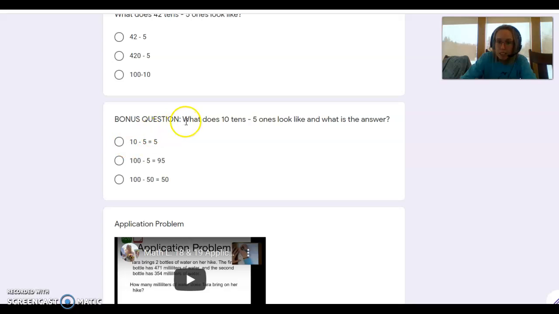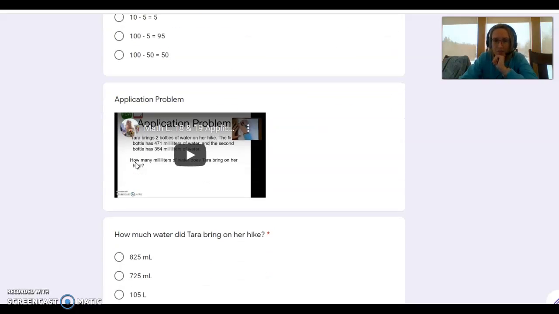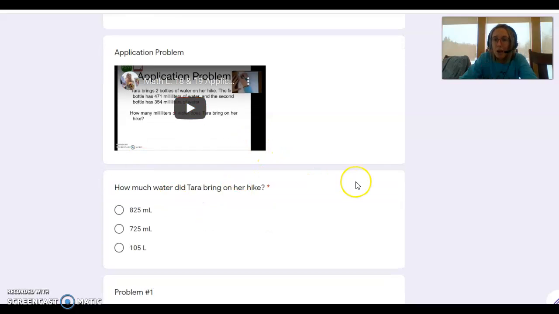Our bonus question today says, what does 5 tens minus 5 ones look like? And what is the answer? 10 minus 5 equals 5? That's true, but is that what this represents? 100 minus 5 equals 95. True. Is that what this represents? 100 minus 50 equals 50. Again, true, but is that what this represents? It is one of those 3. It's the middle one.